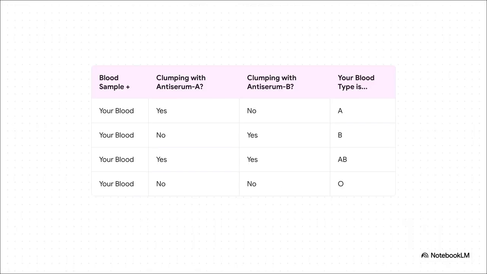Okay, let's walk through this chart. Imagine a lab tech mixes a drop of your blood with two different solutions. One is antiserum A, and the other is antiserum B. Now, if your blood clumps up with antiserum A, it means you have A antigens, so your blood type is A. If it clumps with antiserum B, you're type B. What if it clumps with both? You're type AB. And if there's no clumping at all, then you're the universal donor type O. It's that crystal clear visual confirmation that makes the test so reliable.